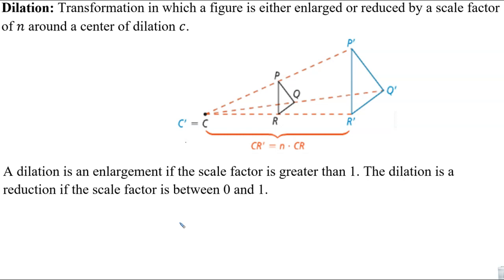The last type of transformation we're going to talk about is something called a dilation. I'm going to say a dilation is a transformation in which a figure is either enlarged or reduced by a scale factor n around a center of dilation C. So we have our center of dilation C. We'll pick a scale factor and then essentially either blow that figure up or shrink it down around that center by that scale factor. We'll show you how that scale factor and center relate to each other in a second here. Last thing we'll say is just that a dilation is an enlargement if the scale factor is greater than 1, and it's a reduction if the scale factor is between 0 and 1.